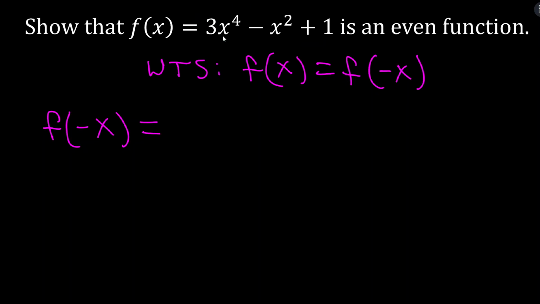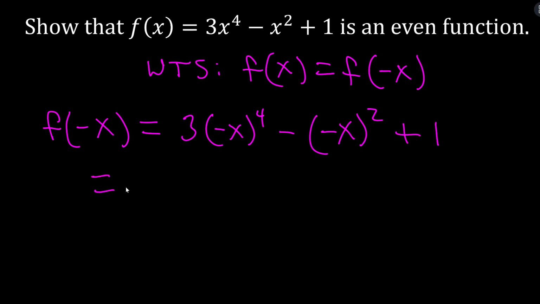I'm going to plug negative x in for x. So f of negative x is 3 times negative x to the 4th power, minus negative x to the 2nd power, and then plus 1. All right, so this is a little bit tricky, but once you see the idea, you should get the hang of it pretty quickly. The 3 can just chill out in front. And what is negative x to the 4th power? That is negative x times negative x times negative x times negative x. Altogether we have 4 x's multiplied together, and we have 4 negative signs that are all going to cancel out, and the result is going to be positive.